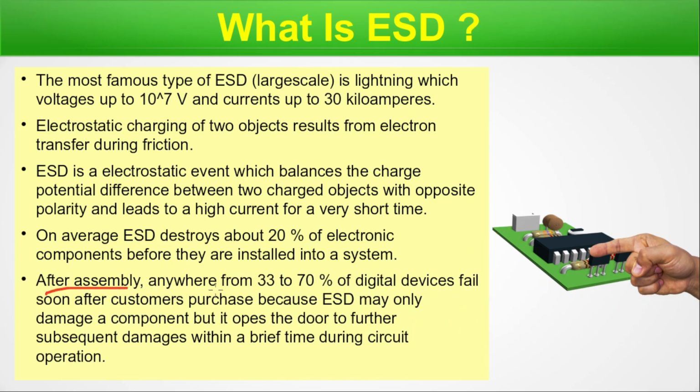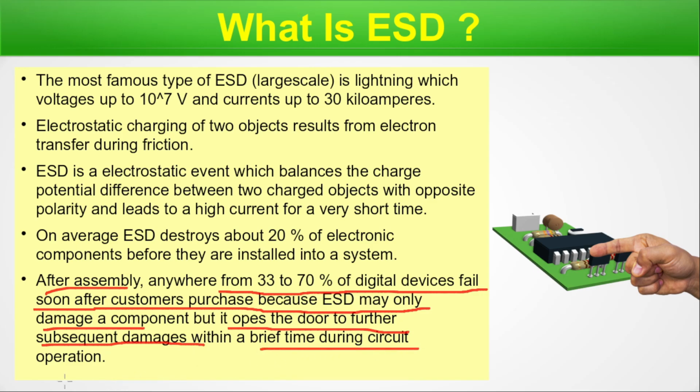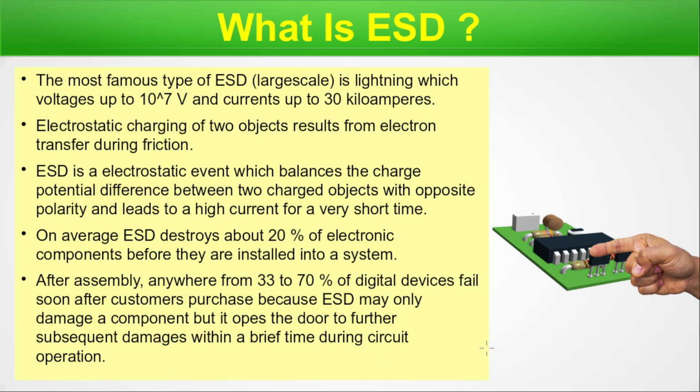After assembly, anywhere from 33 to 70% of digital devices fail soon after consumer purchase, because ESD may only damage a component, but it opens the door for further subsequent damage within a brief time during circuit operation. So ESD has two levels of damage. First, it damages the circuit. Whenever you are touching this circuit, it may damage this transistor and it may partially damage this IC, maybe this pin or the circuitry which is tied to this pin.